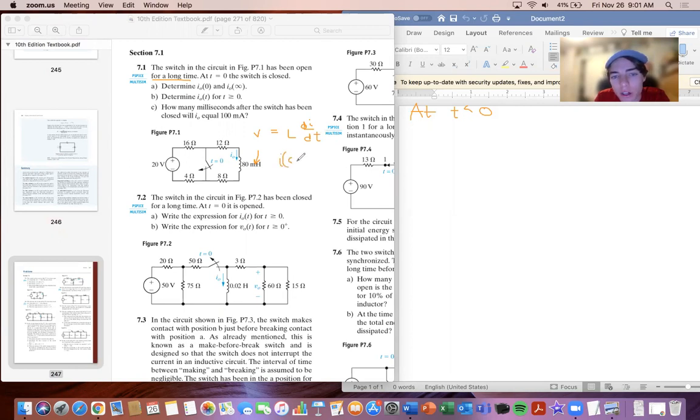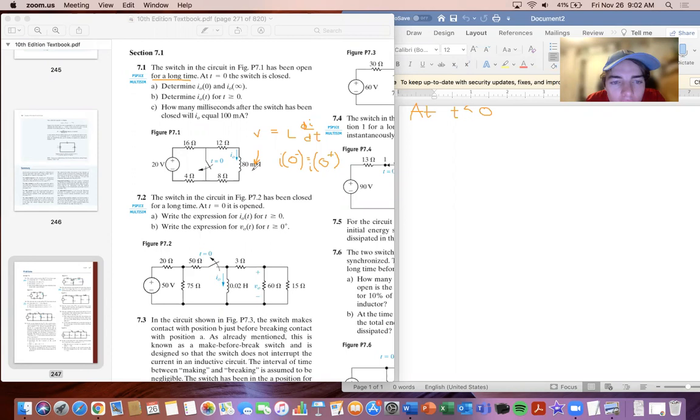Therefore the current right before 0, approaching from the negative side of the number line, is equal to the current approaching on the positive side, because you can't just jump the current all of a sudden. It can't be a jump like this at time equals 0 when the switch closes. That can't occur. The current has to change over time, so it will slowly change continuously, like a waveform.